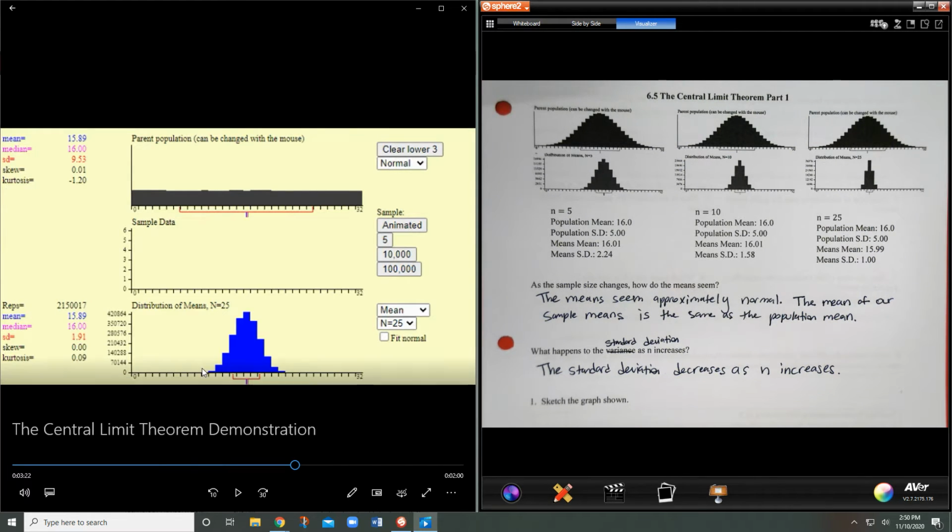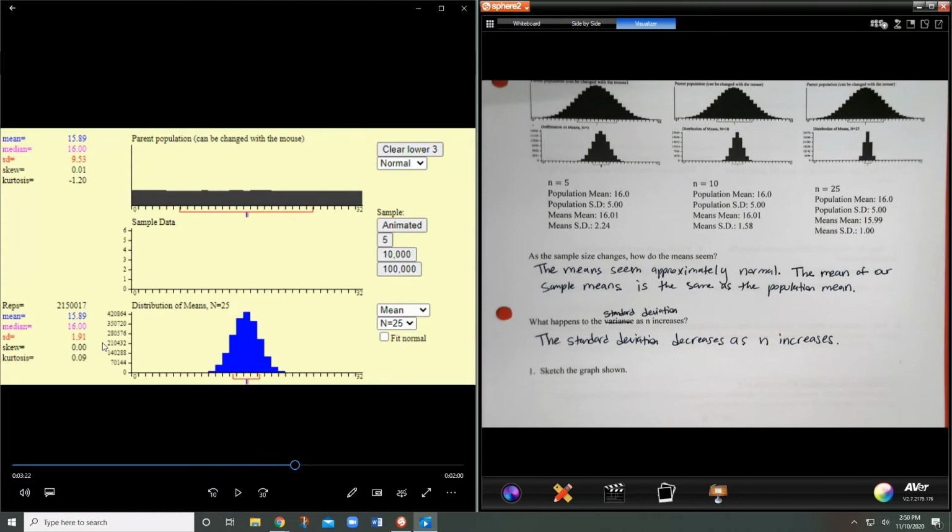Notice that the variance and the standard deviation is smaller than it was when we had a sample of size 5. So even though we started with a uniform distribution, we still ended up with an approximately normal distribution for the sample means.